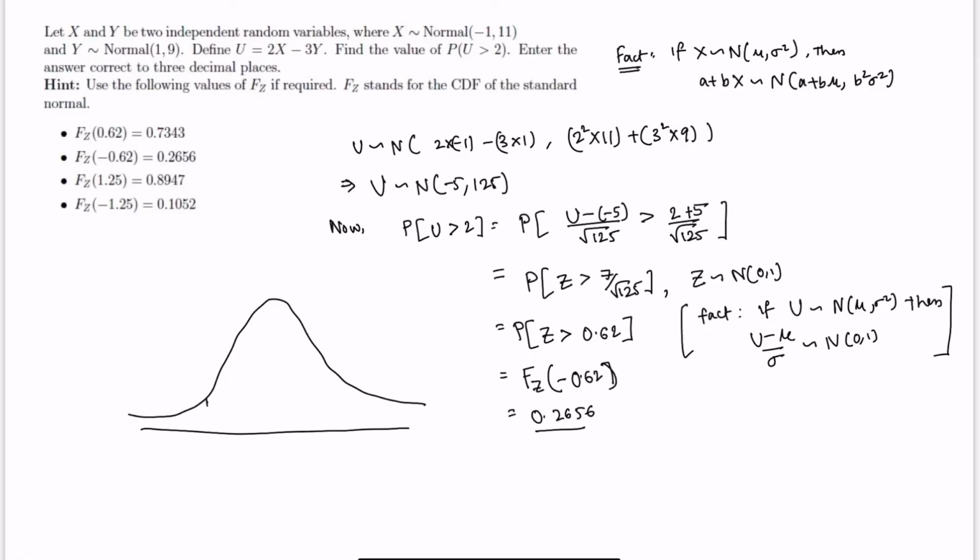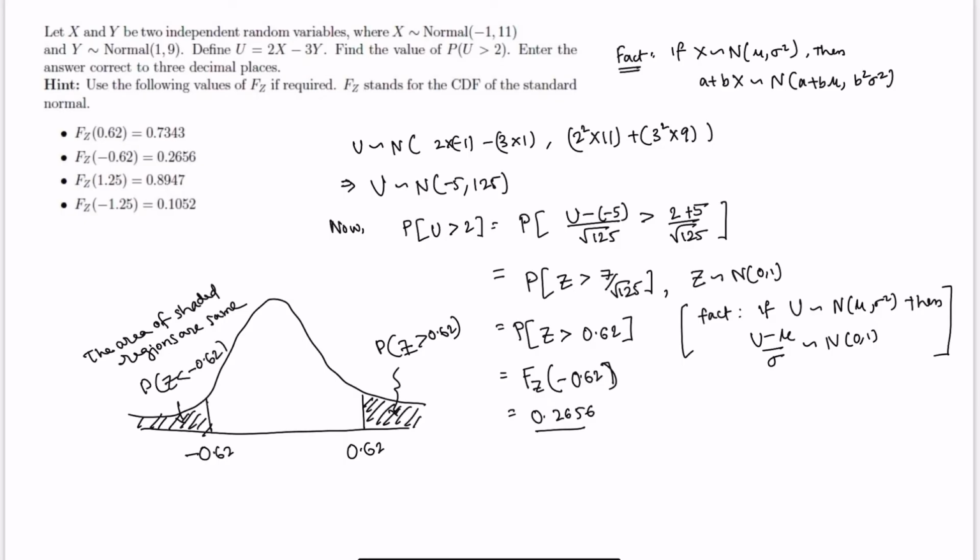Now how did we come across this fact? Observe that if you consider the normal distribution, it is actually symmetric. So the area on the right is same as the area on the left. So the shaded areas, these both have the same area, which means the probabilities are the same, right? So this part is probability Z bigger than 0.62, and this part would be probability Z less than minus 0.62, which is nothing but the CDF of minus 0.62.